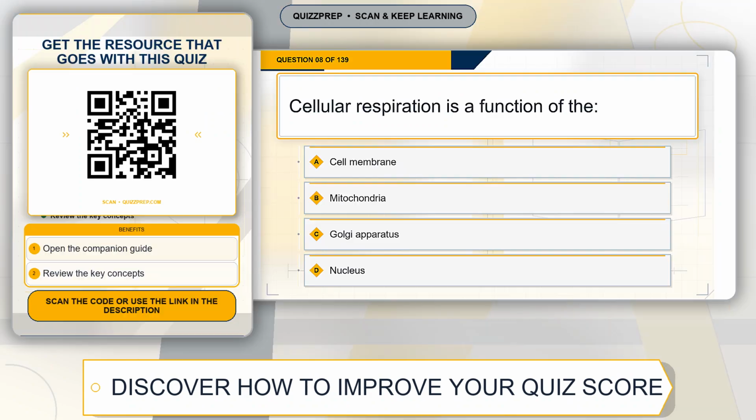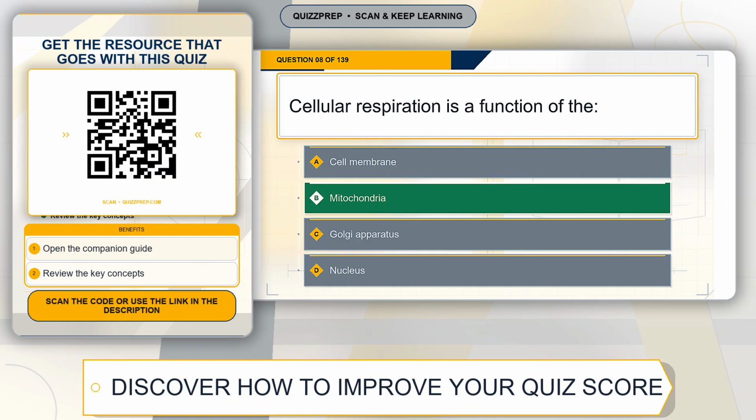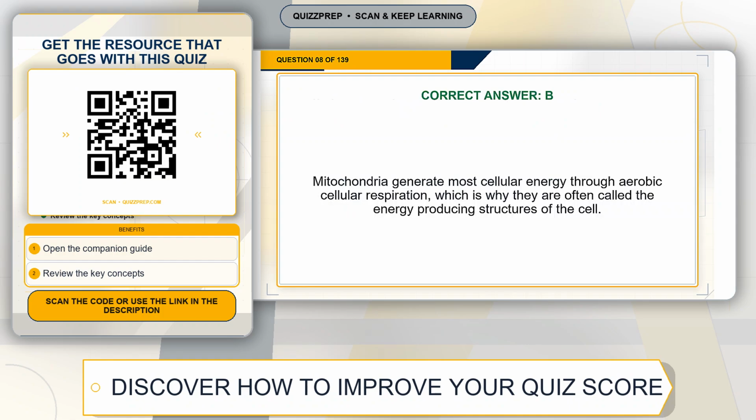Question 8. Cellular respiration is a function of the Option A, cell membrane. Option B, mitochondria. Option C, Golgi apparatus. Option D, nucleus. The correct answer is option B, mitochondria. Explanation. Mitochondria generate most cellular energy through aerobic cellular respiration, which is why they are often called the energy-producing structures of the cell.